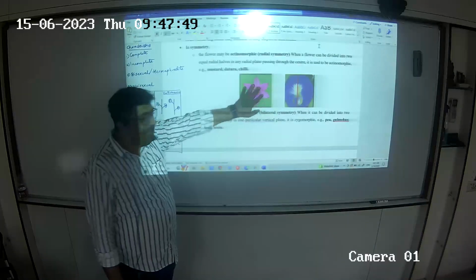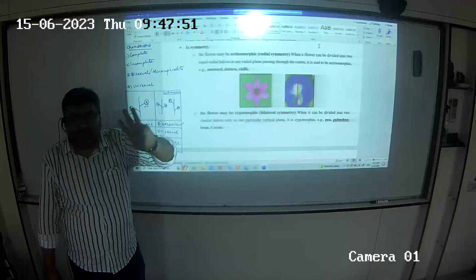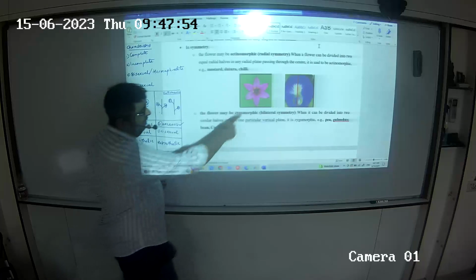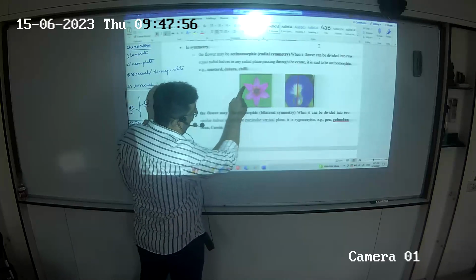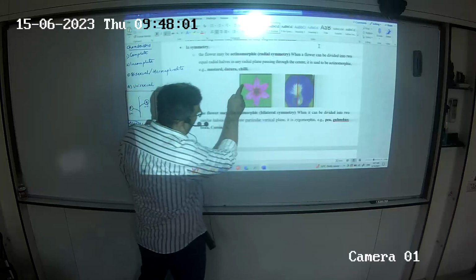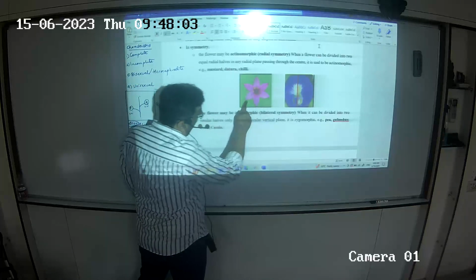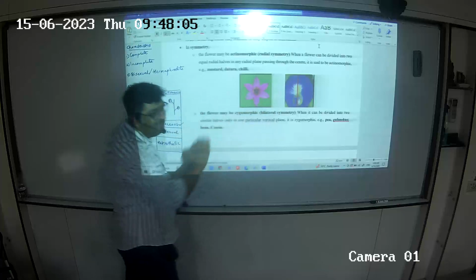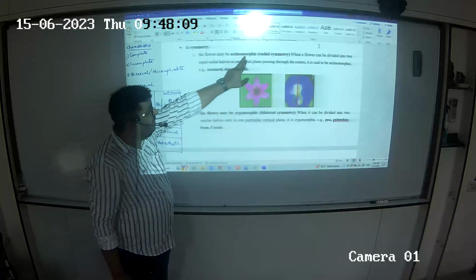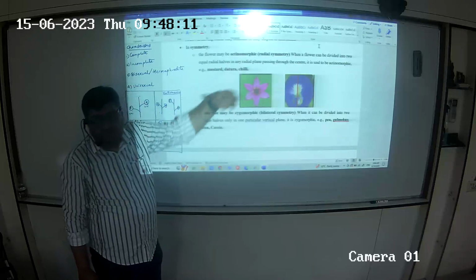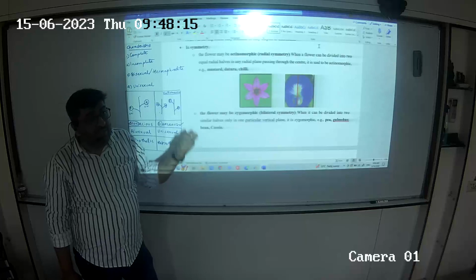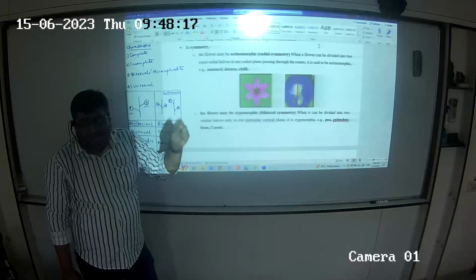Okay. Now symmetry. Here we have three types of flowers according to symmetry. Look at this flower. The dotted lines are indicating the plane of division. So when you divide it from any given plane, is it dividing into two equal halves? Yes. That you say is actinomorphic. What is such a symmetrical flower called? It's an actinomorphic flower. The same thing if it happens in an animal.